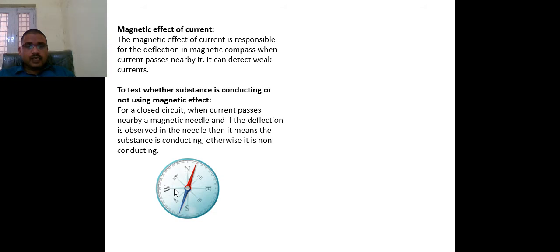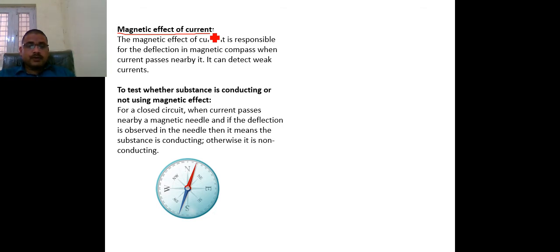There is another effect of the current, and this effect is basically a magnetic effect. We have talked about the light effect and the heating effect, and another example which we are going to discuss is the magnetic effect of the current.